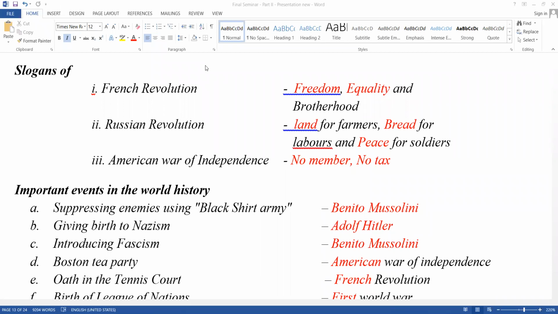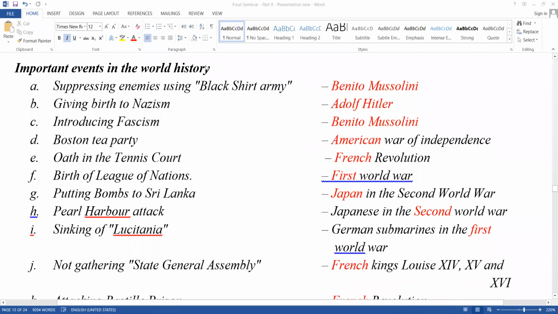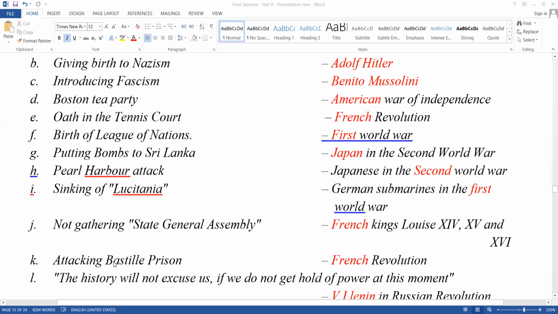I will move forward. Sinking of the Lusitania was done by German submarines in the First World War. Not gathering the Estates General. So, what is the Estates General? It was the People's Council, the Representative Council in France, which the King had to consult when taking a decision. It was not gathered by King Louis XIV, XV and XVI. That's why the French Revolution came on.